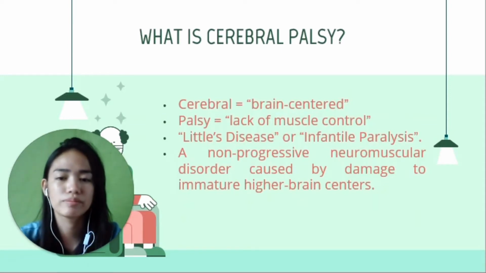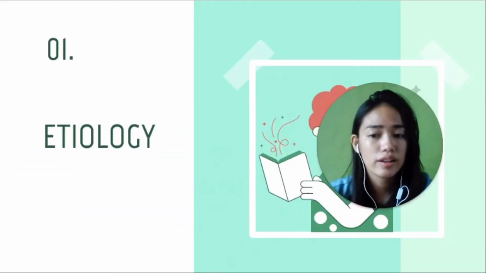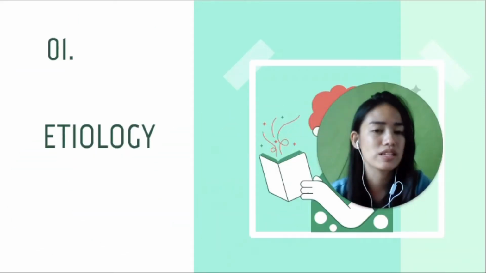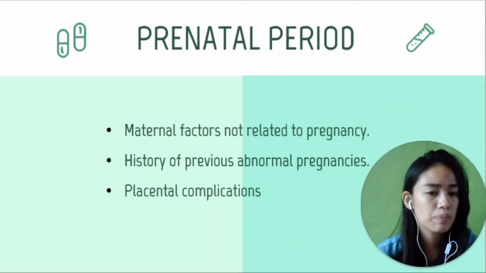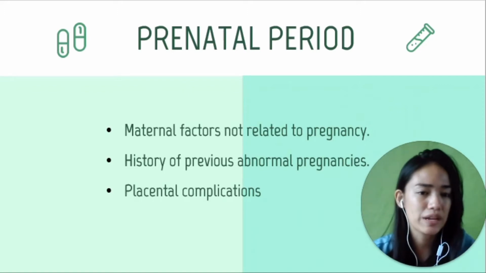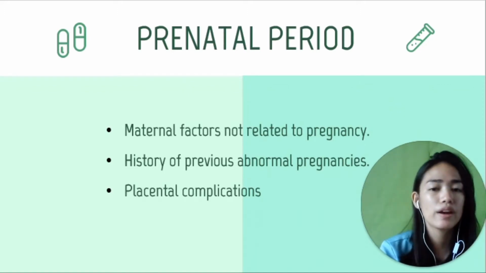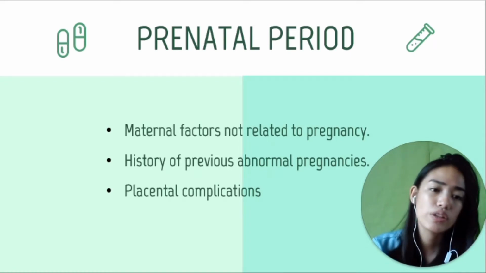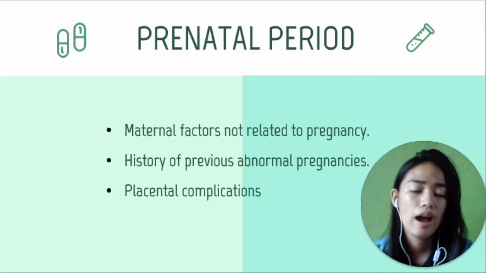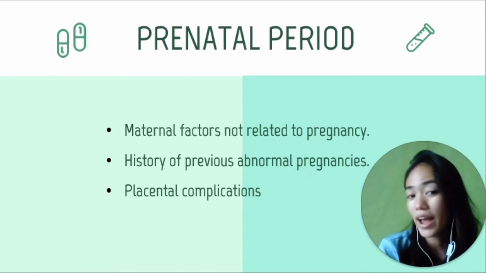developing child. So let's move on to the etiology, or the set of causes for this condition. This is subdivided into different periods of pregnancy. First we have the prenatal period, or before giving birth stage. Here we have maternal factors that are not related to pregnancy. This could be intellectual disability, hyperthyroidism, thyroid use, and or estrogen use.